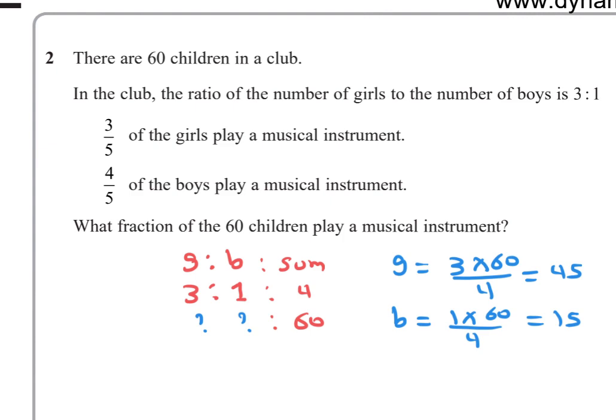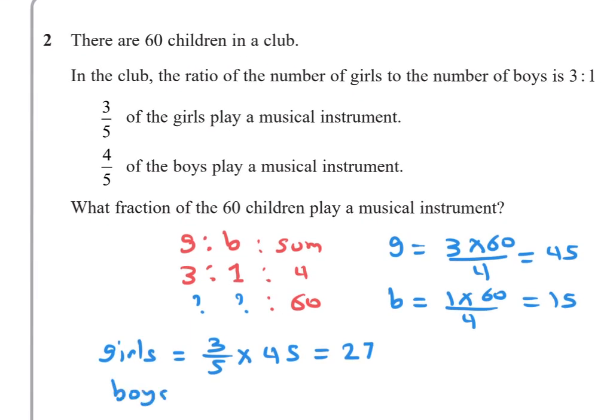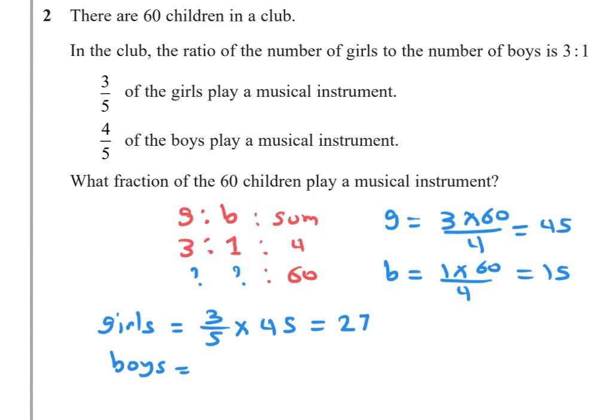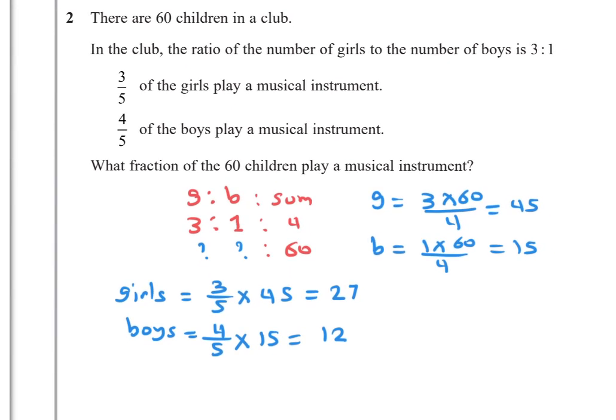Now 3/5 of the girls play a musical instrument. So to find the number of girls who play a musical instrument, you can multiply 3/5 times 45, which is 27. Number of boys who play musical instruments, 4/5 times the number of boys, which is 15, so 12. So in all, we have 27 plus 12.